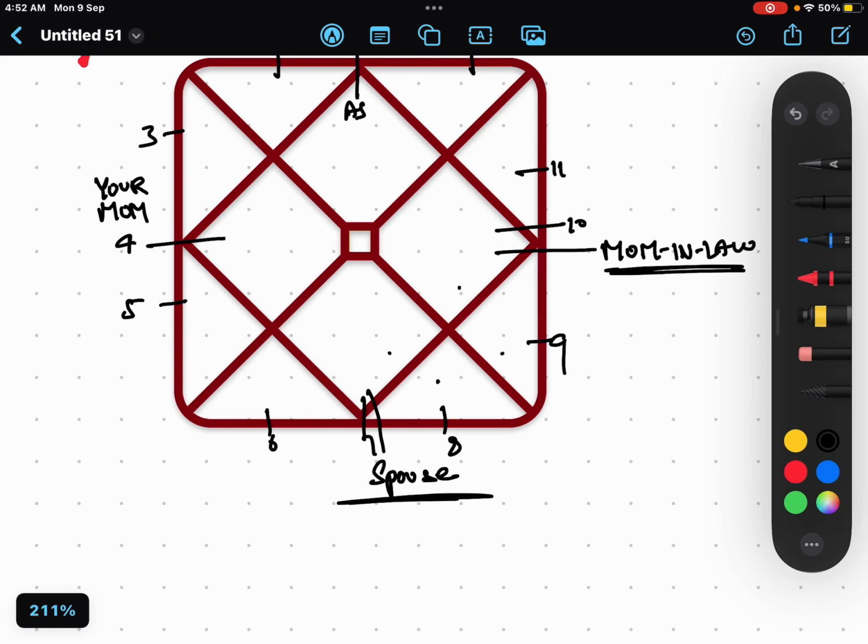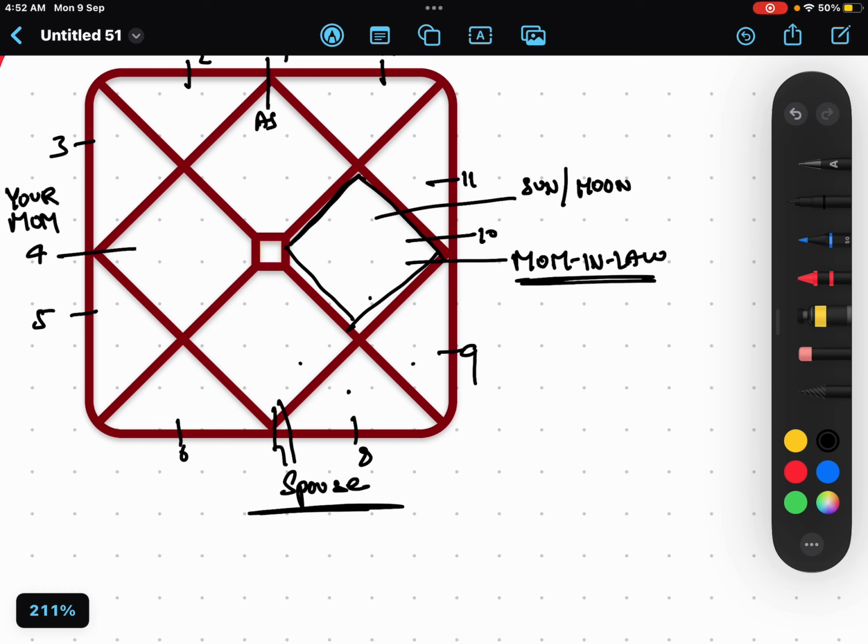Okay, now come, see, this is your mom-in-law house. Now if some planet is sitting here, like Sun, Moon, Jupiter, Saturn, Rahu, Ketu, any planet, that is your planet which is sitting in this. But suppose no planet is sitting here, and it is empty. If it is empty, then you have to check the number in this house.